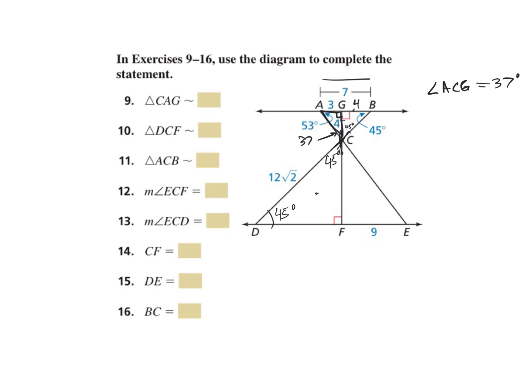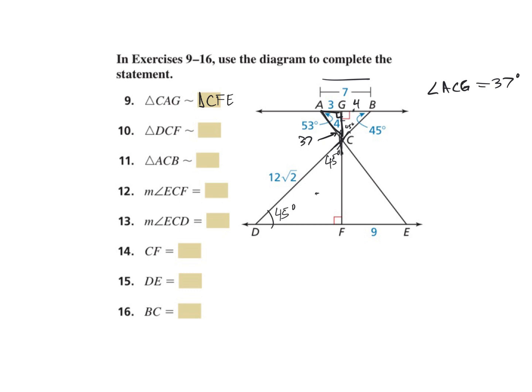And therefore, this one over here, use a pointer here, CEF, this triangle is similar to this one. So that's our first question here. CAG is similar to CFE. So triangle CFE.